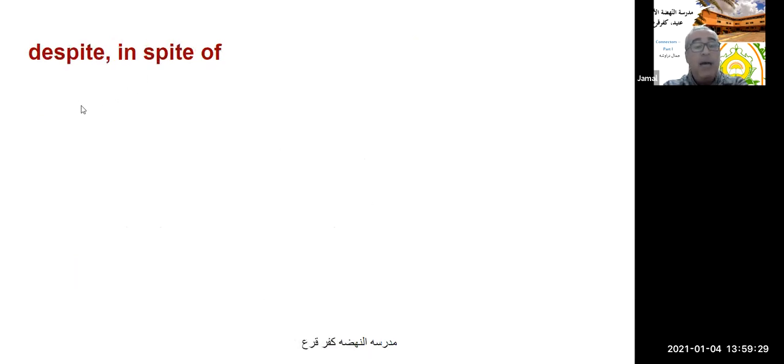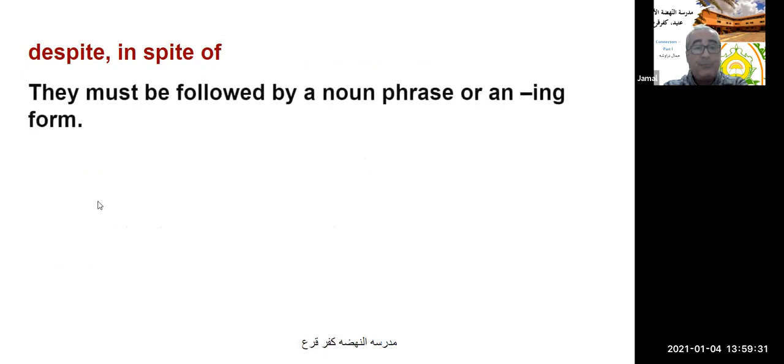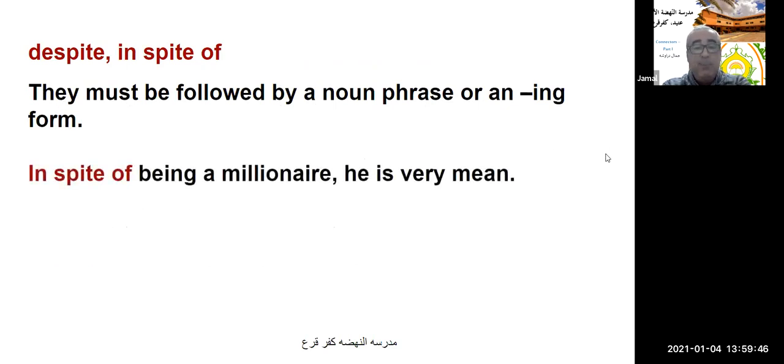Let's look at despite and in spite of. Now, despite and in spite of must be followed by a noun phrase or an ing form, a gerund probably. So let's look at the example and see. In spite of being a millionaire, he is very mean.